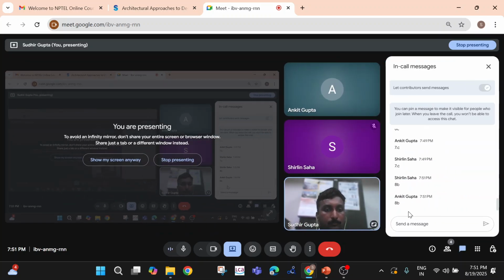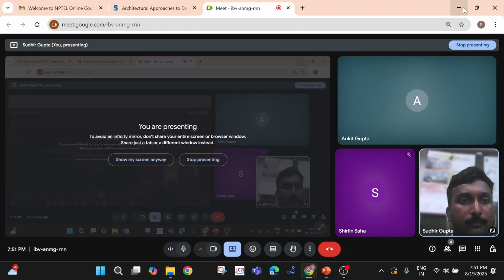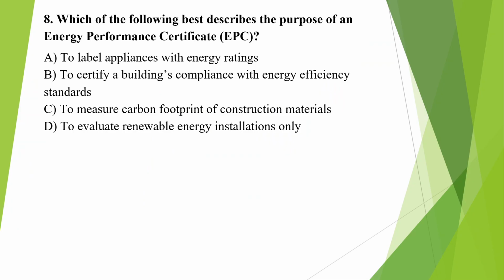Yeah, so option B has been marked by all of you, and the correct answer for question number 8 is B only. It's good to see that all of you have gone through the lecture of this week in detail, and everybody is able to answer most of the questions correctly. From this you can also recall that the EPC, or Energy Performance Certificate, is mainly provided to certify the building's performance compliance with the energy efficiency standards. So this is the correct answer and you have understood it correctly.